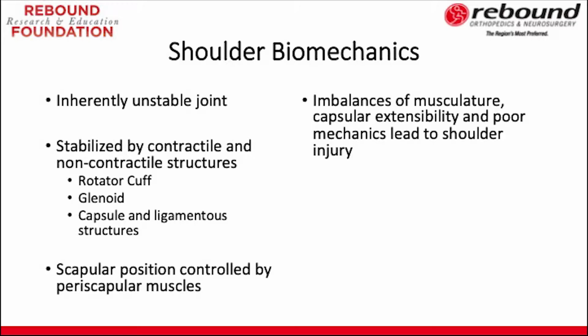The scapular position, like I explained with the model, is controlled by the periscapular muscles, and the reason that's so important is not just so they stand up with good posture, but so they don't get the impingement. So just keeping them away from that position. And then managing the imbalances of musculature and capsular extensibility, as well as poor mechanics, because if those are off, that's when we end up with shoulder injuries.